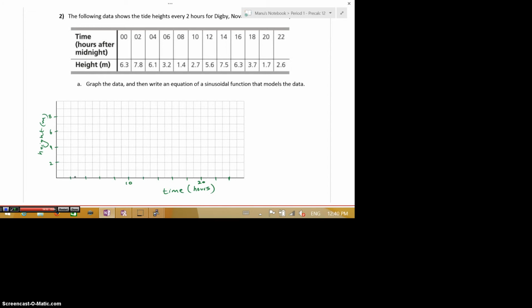And now it's just a matter of me plotting that data and seeing what I end up with. So I'm going to start plotting all those points individually. At 0, I have a height of 6.3. So 6.3 is going to be roughly over here. At 2, I have a height of 7.8 here. At 4, I have a height of 6.1 here. At 6, I have a height of 3.2 here, and so on and so forth. I'm going to go ahead and complete graphing the rest of this data and then see what I end up with.